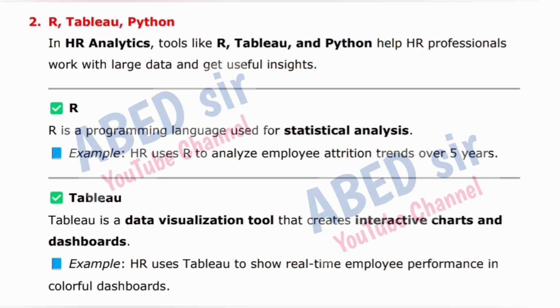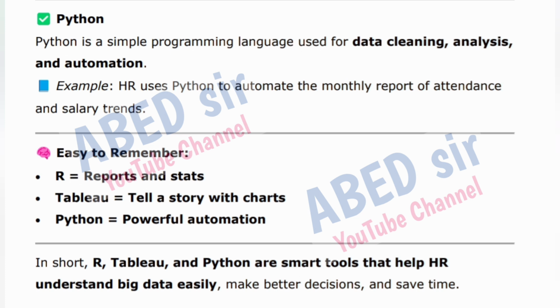Tableau is a data visualization tool that creates interactive charts and dashboards. Example: HR uses Tableau to show real-time employee performance in colorful dashboards. Python is a simple programming language used for data cleaning, analysis, and automation. Example: HR uses Python to automate the monthly report of attendance and salary trends.